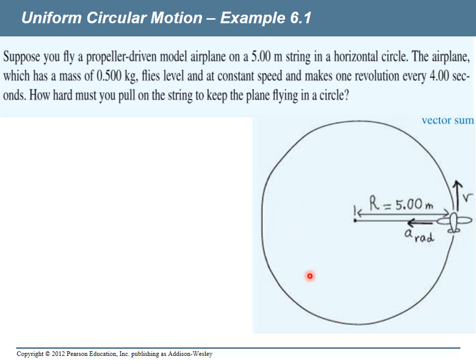So 2.5 pi would end up being our velocity. So that's 7.85 meters per second, right? Radius was in meters, time or period was in seconds, so 7.85 meters per second. And then our centripetal acceleration, or our radial acceleration, is velocity squared divided by the radius. So 7.85 squared divided by 5 leaves us with the centripetal acceleration, or the radial acceleration, which ends up being 12.3 meters per second squared.